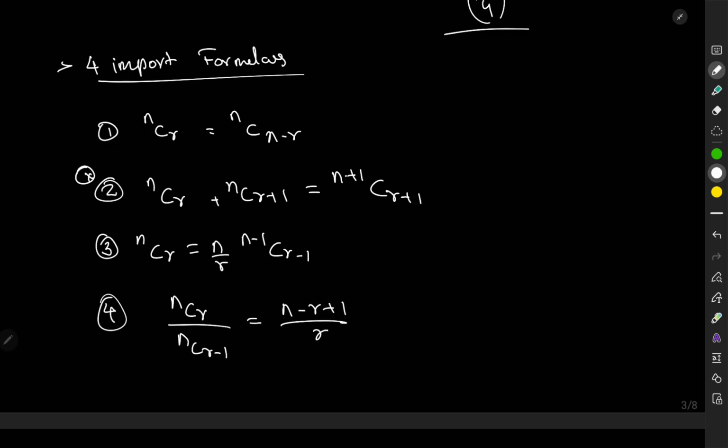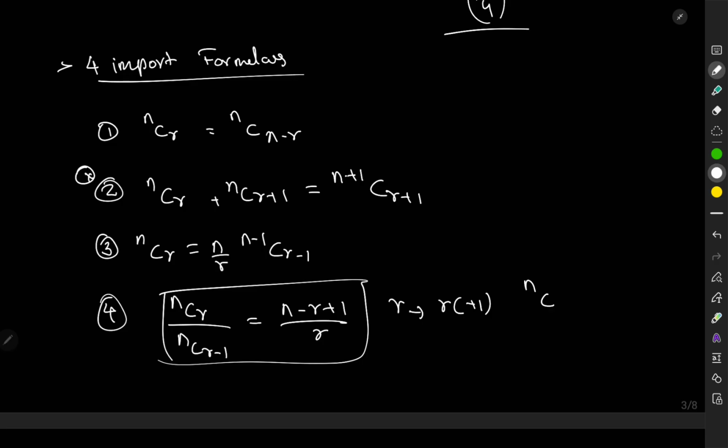And if you convert r to r plus 1, you will get nC r plus 1 by nCr, which is equal to n minus r by r plus 1. Fine. These are the four important formulas, and with this we will be solving a lot of questions.